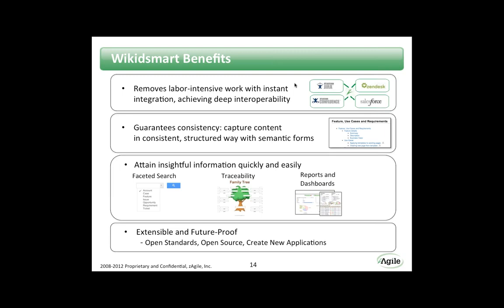What does that achieve for you? Bullet number 2, you're achieving consistency, so you can capture content in semantic forms, which is useful for requirements management and some of the other solutions I described. Bullet number 3, now you can achieve faceted search in a very easy way, traceability, and reports and dashboards, the theme of this webinar. And finally, this is extensible and future-proof. Everything we're talking about here is open standards, open source, and you can create your new applications. You can build whole new solutions if you want, manifested within Confluence, Jira, Salesforce, Zendesk, whatever you want.